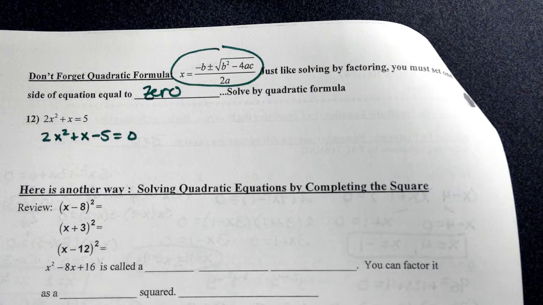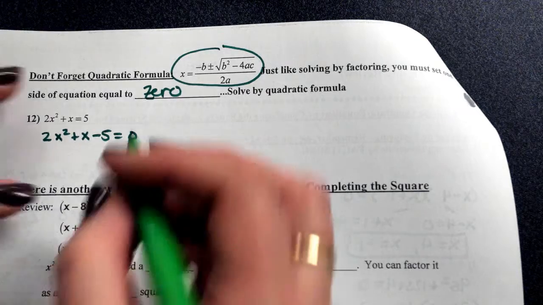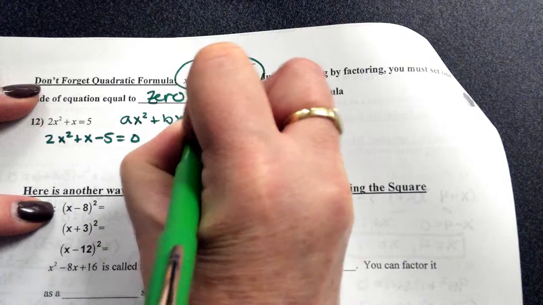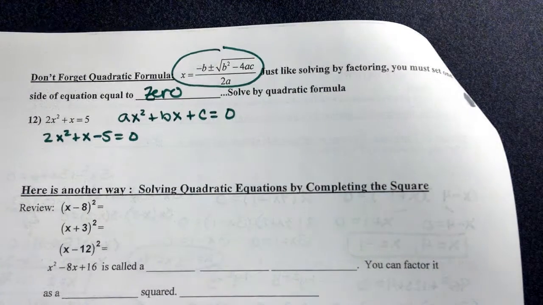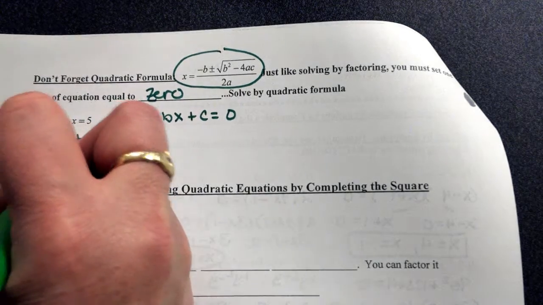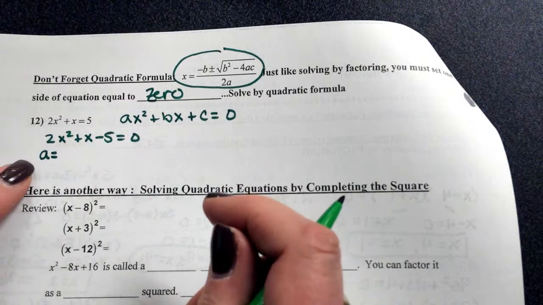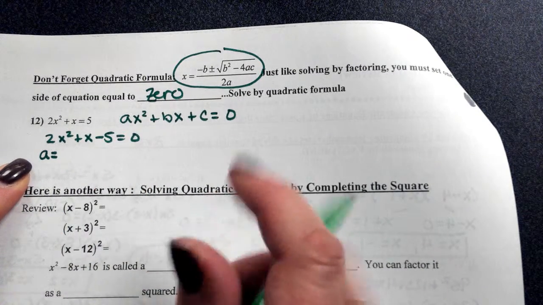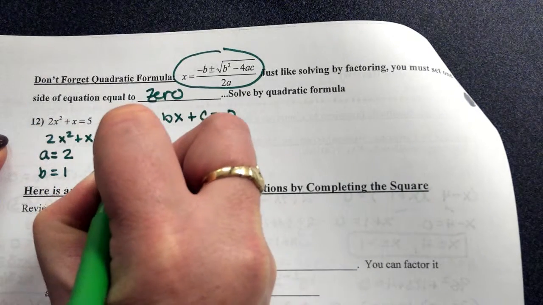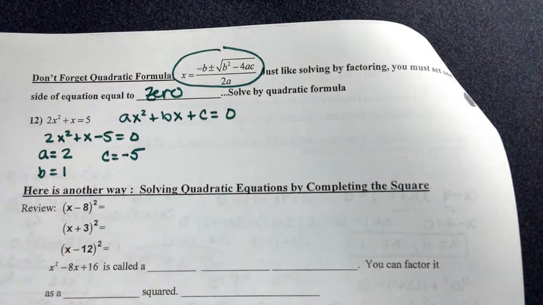So now remember, when you are solving by quadratic formula, you're looking at it in standard form. Ax squared plus bx plus c is equal to 0. So the a value is going to come from the number in front of x squared. B is coming from the number in front of x. C is your constant, does not have a variable with it. So looking at this equation, once I set it equal to 0, what's my a value going to be equal to? A will be equal to what? 2. B is equal to 1, and C is equal to, careful, negative 5.